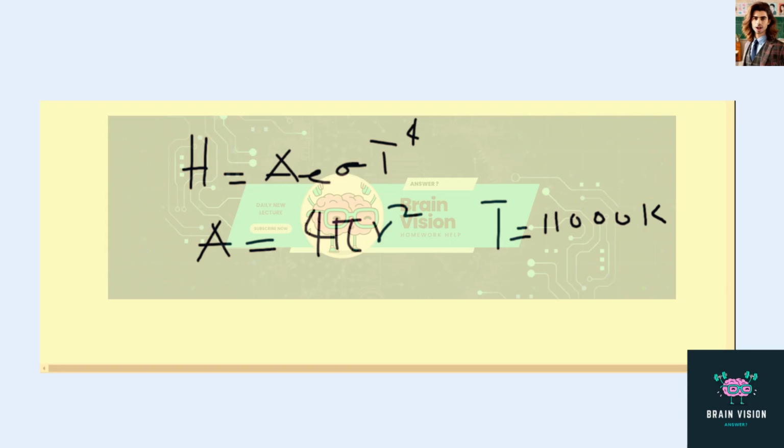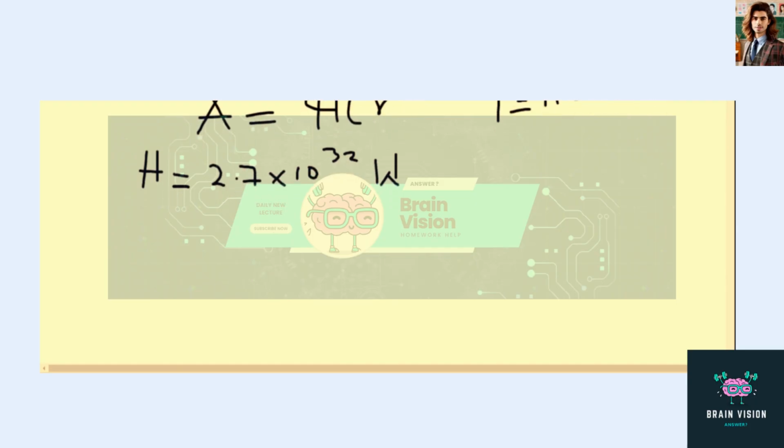First and foremost, we've been given the heat energy, or the rate at which heat energy is generated from that body, to be 2.7 times 10 to the power 32 watts. That's the rate at which heat energy is given from that star. So this is actually H that we are looking at. Let's factor this into our equation.